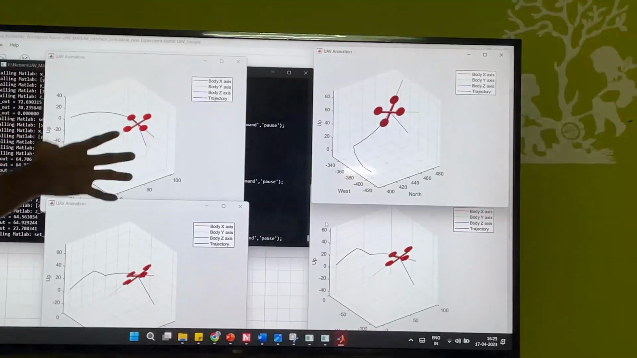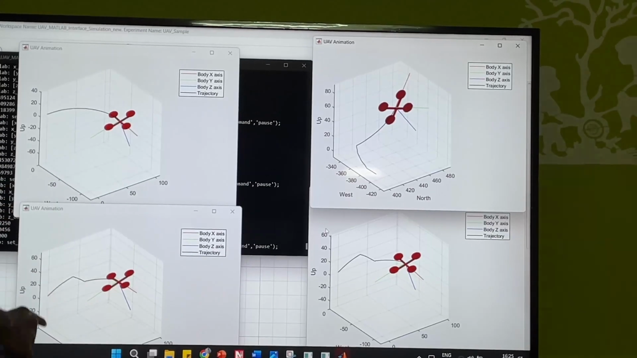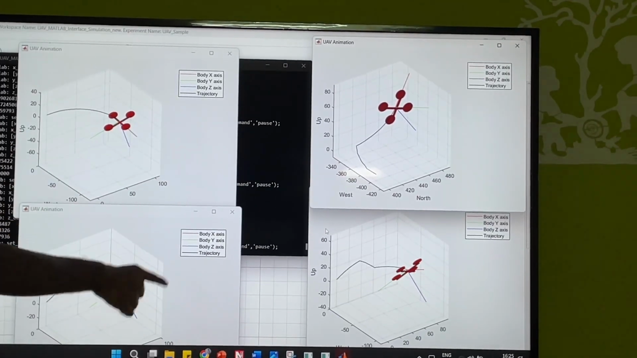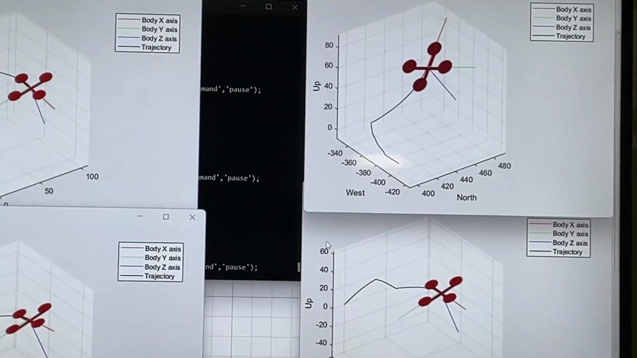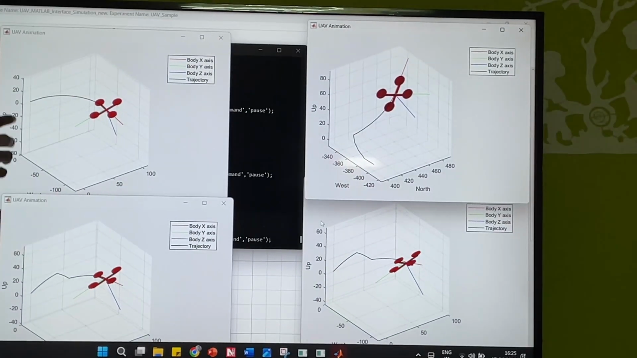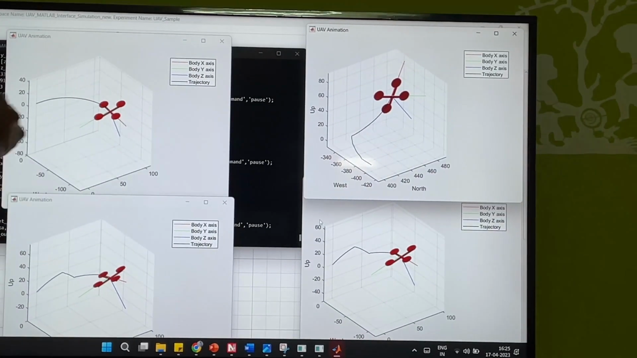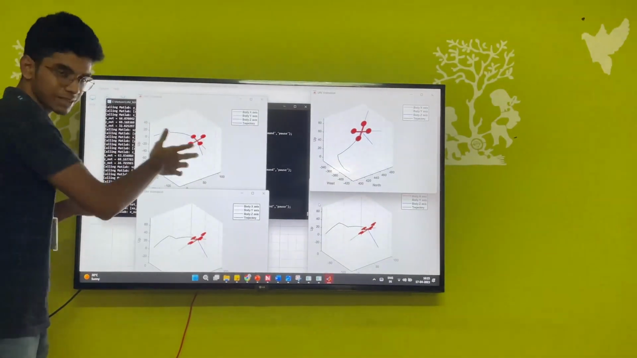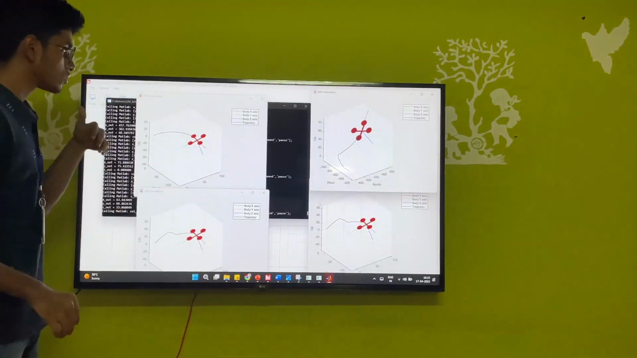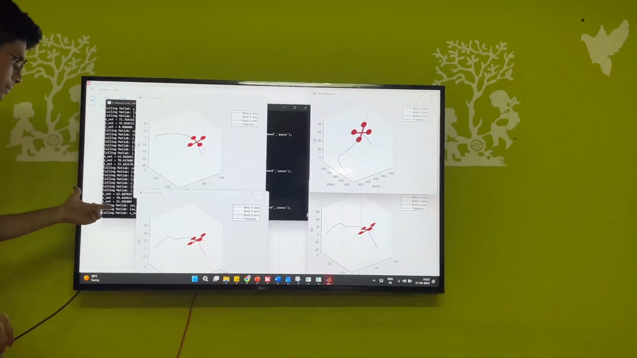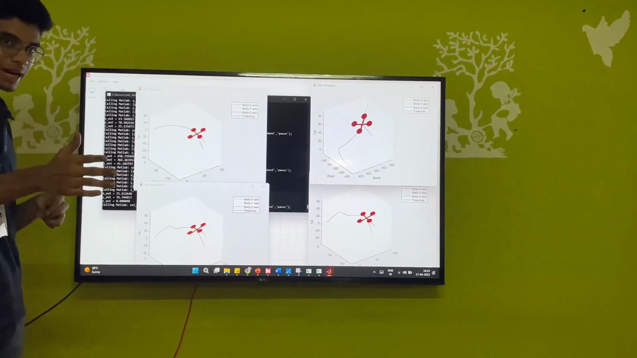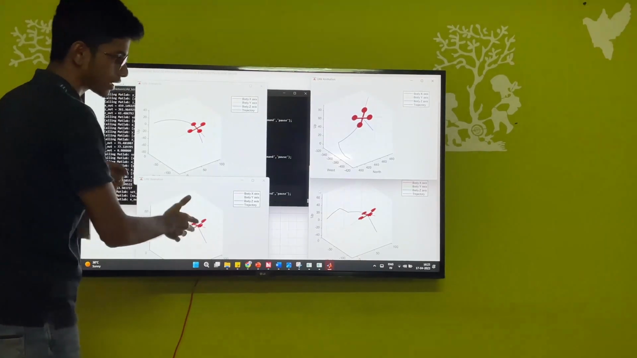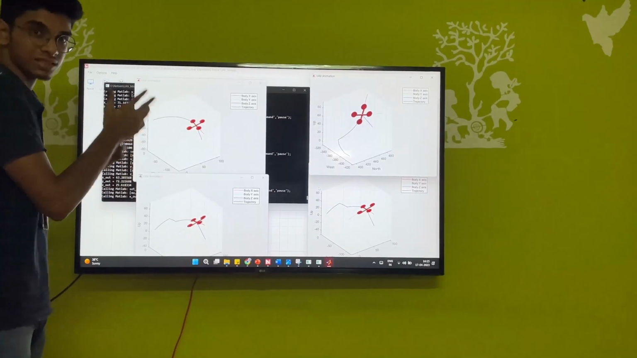Since we are given 4 UAVs, there are 4 UAV graphs given here, all represented in 3D. So x-axis, y-axis, z-axis, and the black part is the trajectory. Trajectory is from the start of the run until the end: where the path has gone, and how much distance it has traveled. In the background the MATLAB calculations are going on, which is the interface with MATLAB, and in the front we have the 4 graphs which represent the 4 UAVs in 3D.